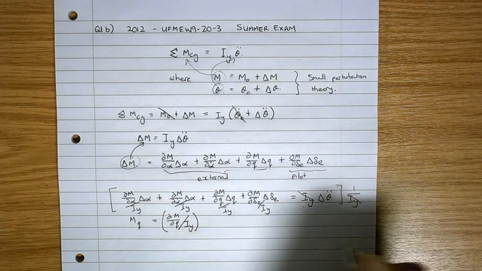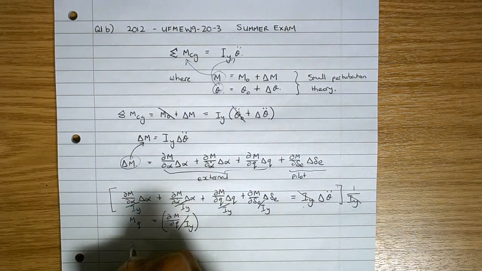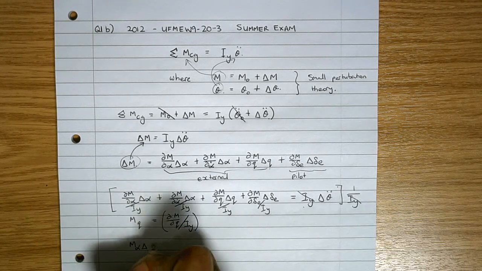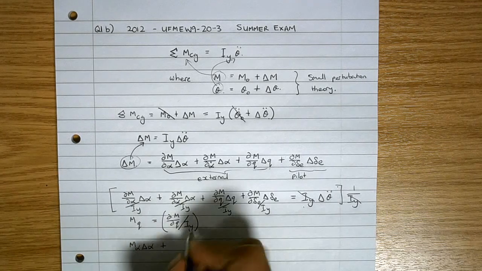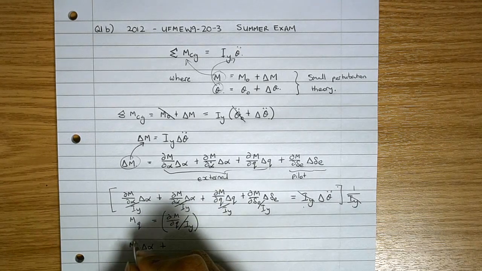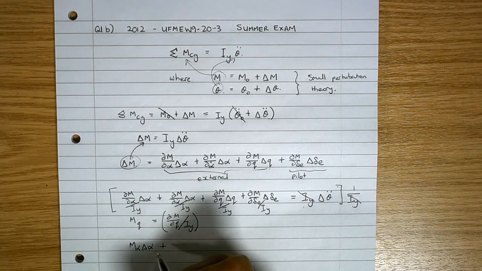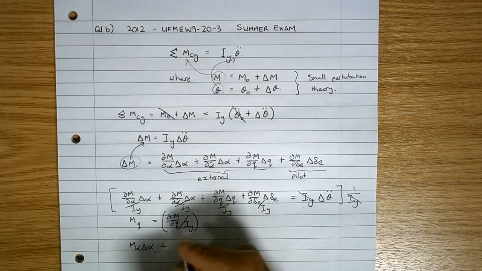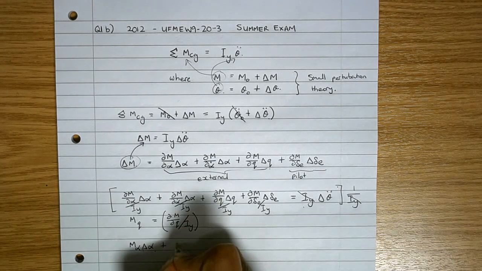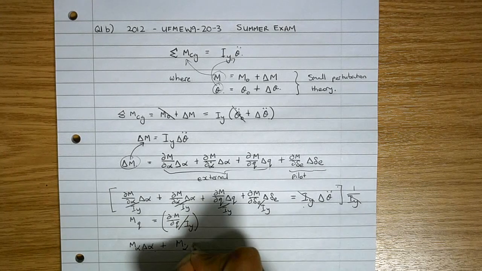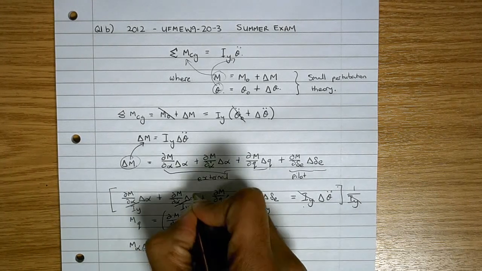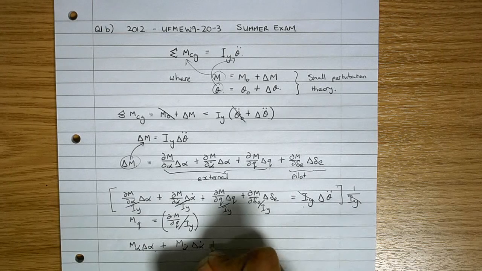And then your differential equation ends up looking a little more like this. So M alpha delta alpha is your change of moment with respect to the change in angle of attack, multiplied by the change in angle of attack due to the disturbance, and similar with the rest of the terms.